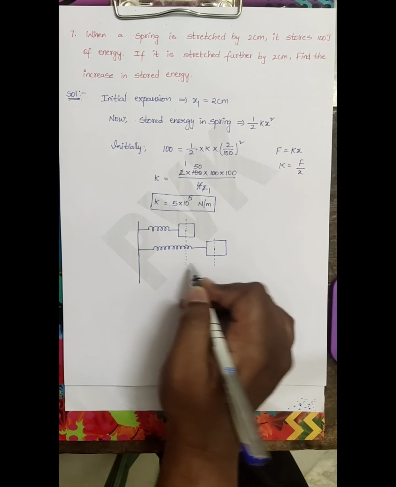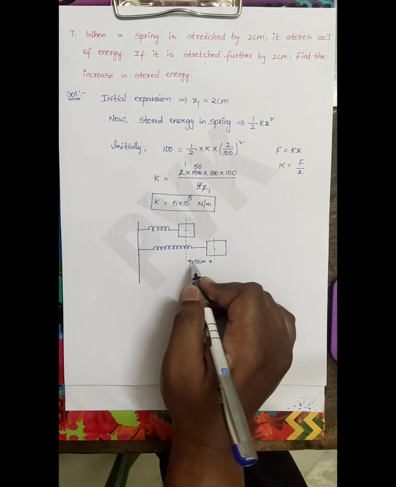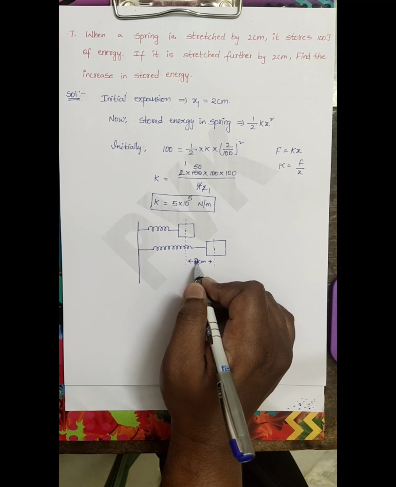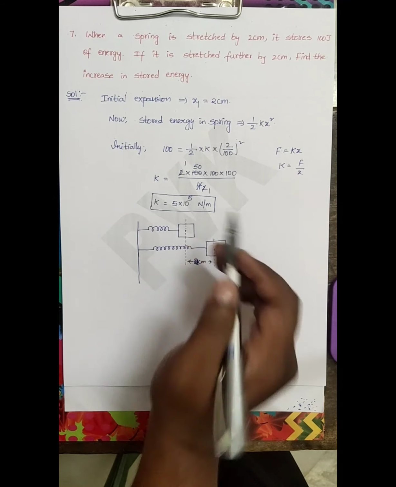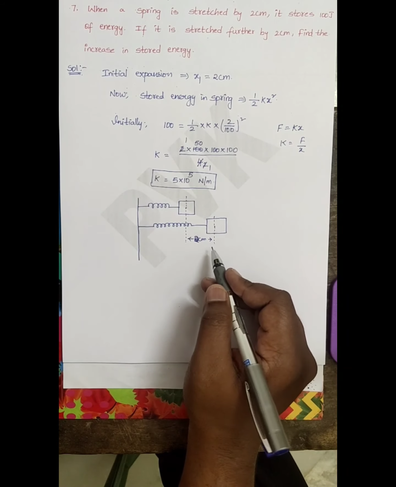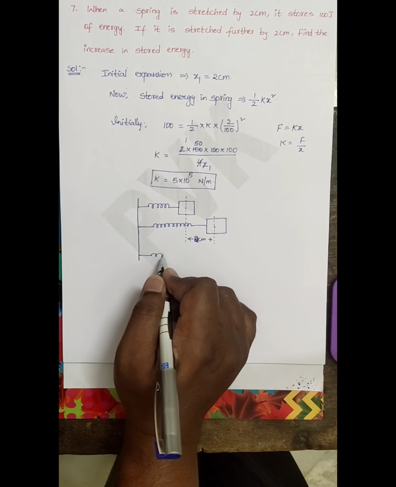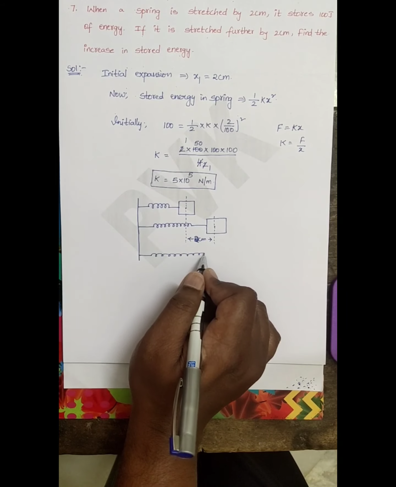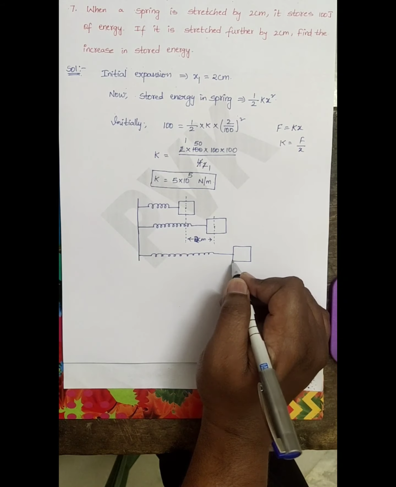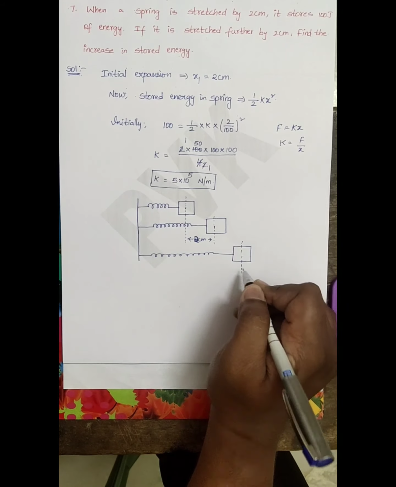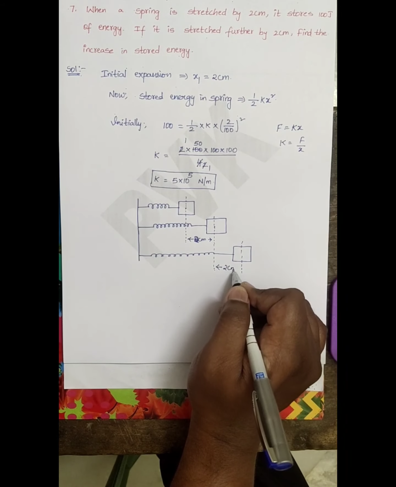What is this initial expansion? Given 2 centimeter, sorry children, 2 centimeter, and using this formula we have calculated the force constant. Now it was stretched further by another 2 centimeter. So the spring will be in this way. It got stretched 2 more centimeter. So this is its final position, stretched 2 centimeter more with respect to the previous position.